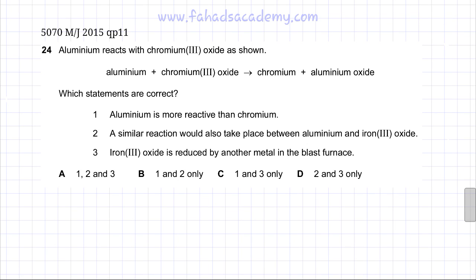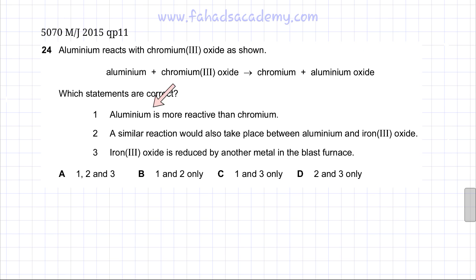In the following question, aluminium reacts with chromium 3 oxide as shown. So there's an equation given where aluminium is reacting with chromium 3 oxide, and chromium and aluminium oxide are formed. As you can see, aluminium is displacing chromium ions. Chromium is knocked out and aluminium takes its place. So which statements are correct?